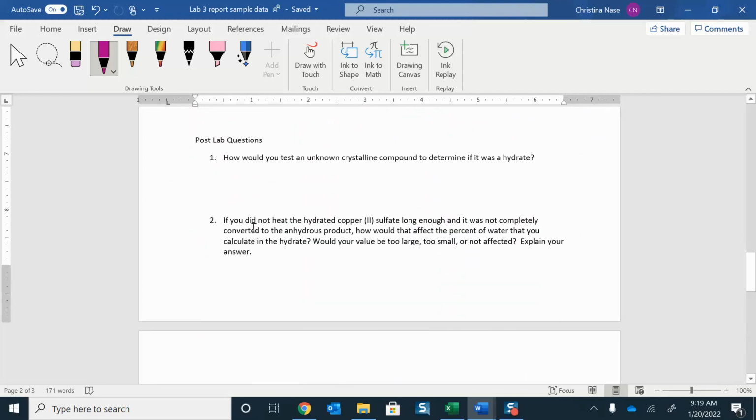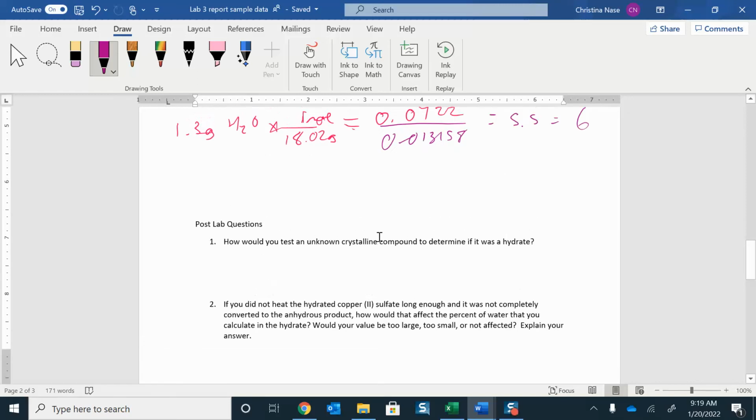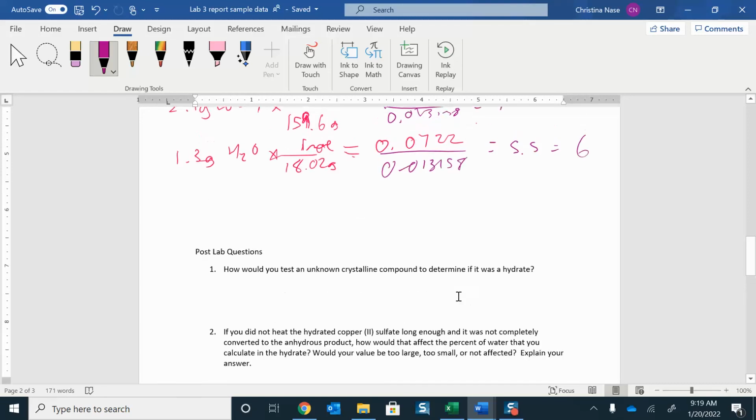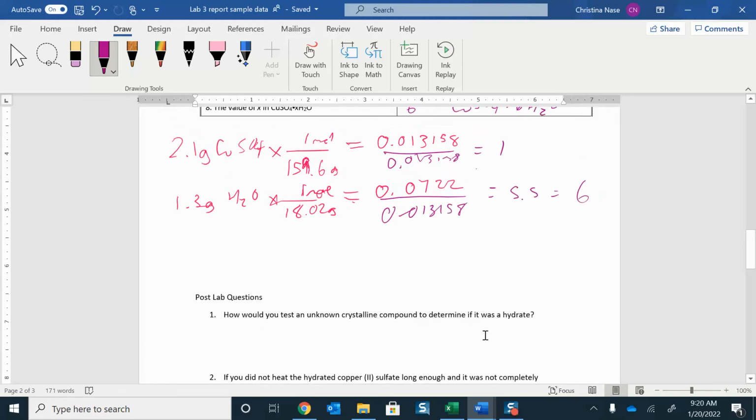And then I want you to think about this one. What would happen if you didn't heat it long enough? How would that affect your percent of water? Would it be too big? Would it be too small? Would it be not affected at all? So I want you to think about that. I'm not going to give you the answer.